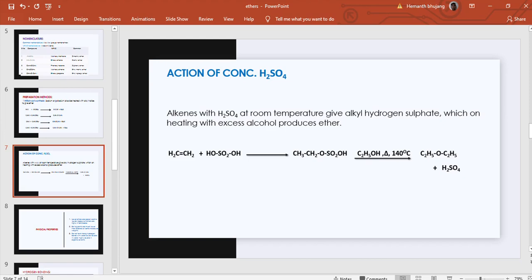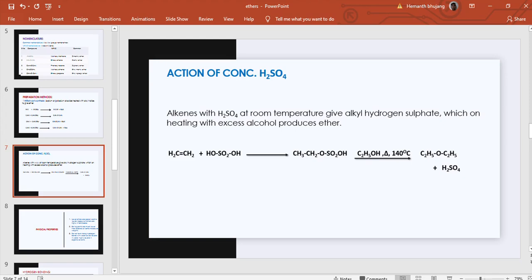Once we get ethyl or alkyl hydrogen sulfate, this is heated with ethyl alcohol at 140 degrees Celsius. And generally an excess of ethyl alcohol is taken. Now the reaction is taking place here, and from this we are getting ether. So C2H5OC2H5 plus H2SO4. This reaction is taking place with the elimination of sulfuric acid.